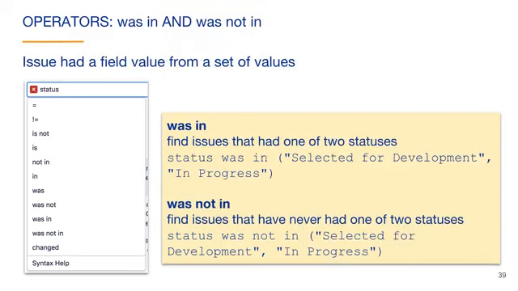The was in and was not in operators are similar to the was and was not operators, but apply to a set of values rather than a single value. This query finds issues that had one of two statuses, either selected for development or in progress. This query uses the was not in operator to find issues that have never had one of those two statuses.